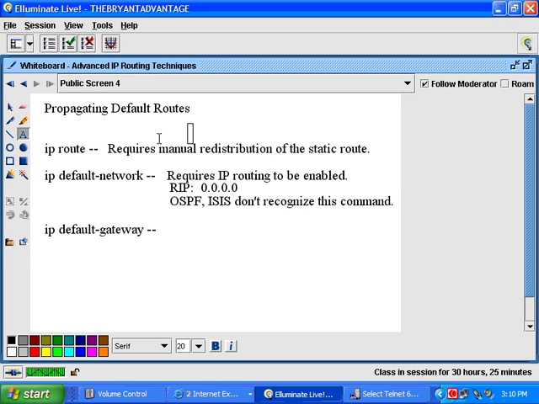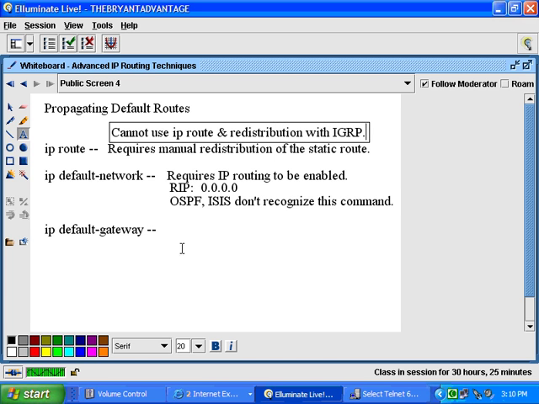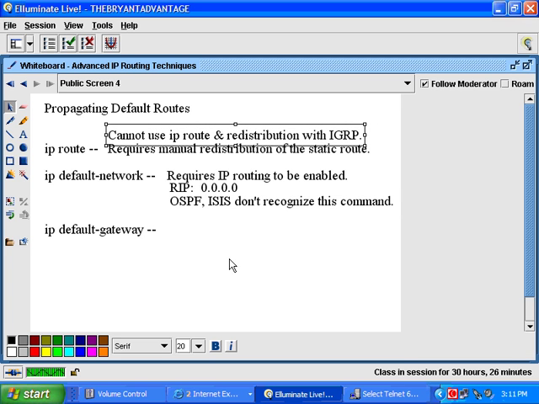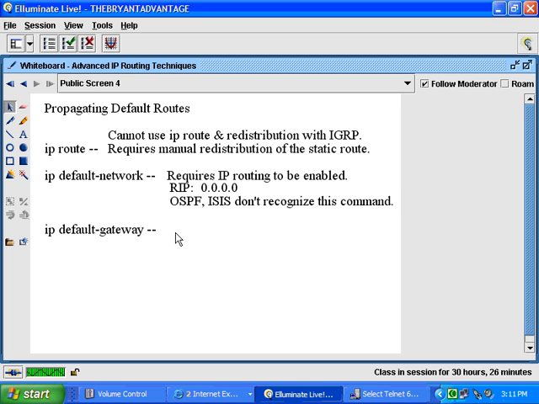IGRP does not understand that kind of route to 0.0.0.0. So I'm going to just make a note up here. You cannot use IP route and redistribution with IGRP. Can't do it. I don't think you're going to run into many IGRP redistribution scenarios in your life, but if you happen to run into that one, don't get confused. You can't use redistribution of a default route into an IGRP process.